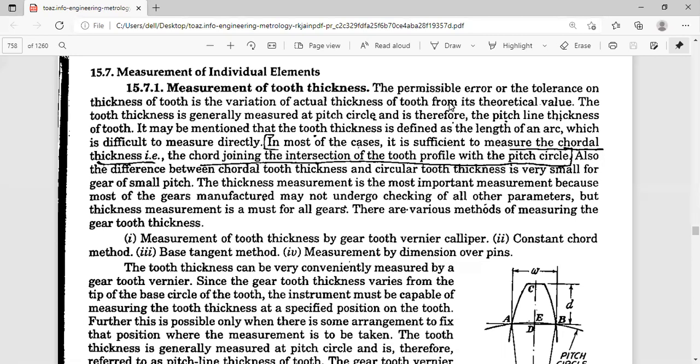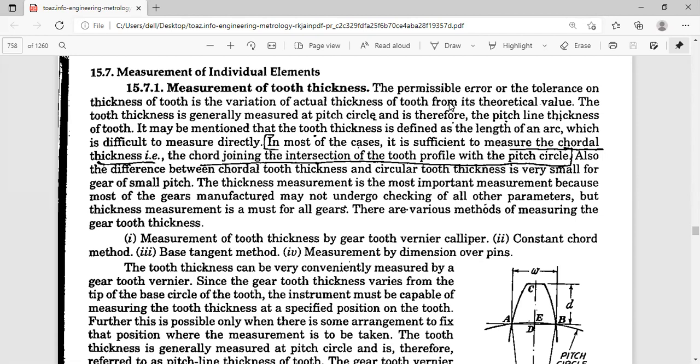In most cases, it is sufficient to measure the chordal thickness. The chordal thickness is enough, so it is a measurement of the tooth thickness by the gear tooth vernier caliper method. That is the first one. We'll concentrate on the chordal method and the constant chord method. There is also the base tangent method.